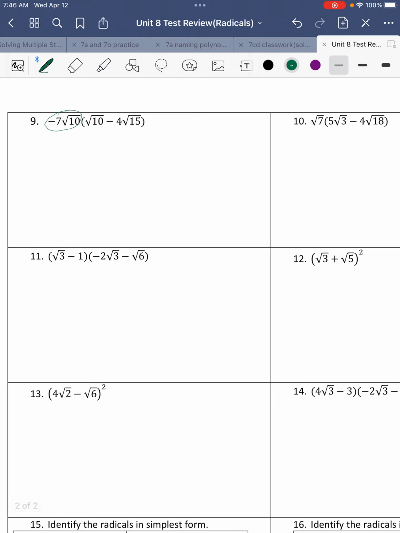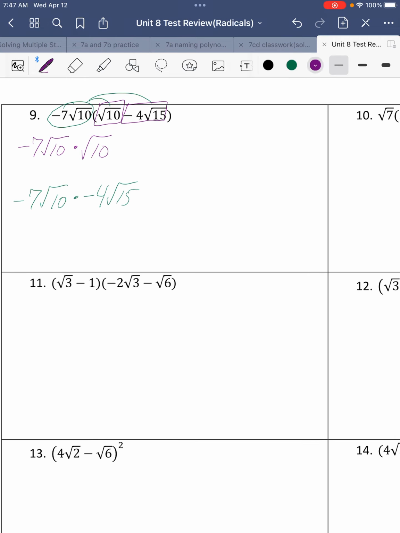Alright, I'm going to do number 9. So here we have multiplication. And this is distributing. We're distributing this one term times the binomial, both the terms on the inside. We have 2 terms here. And a lot of times I include that subtraction with it. So you're going to do negative 7 square root of 10 times the square root of 10 first. And then you're also going to distribute the negative 7 square root of 10 times negative 4 square root of 15. So just like number 8, we're going to do each one separately.